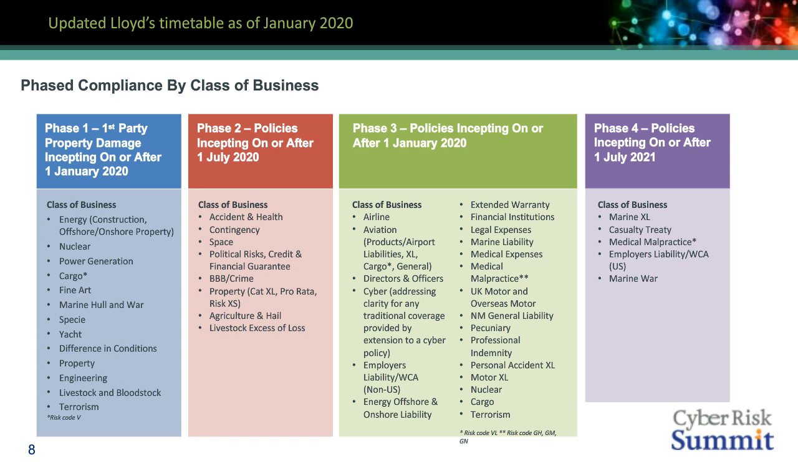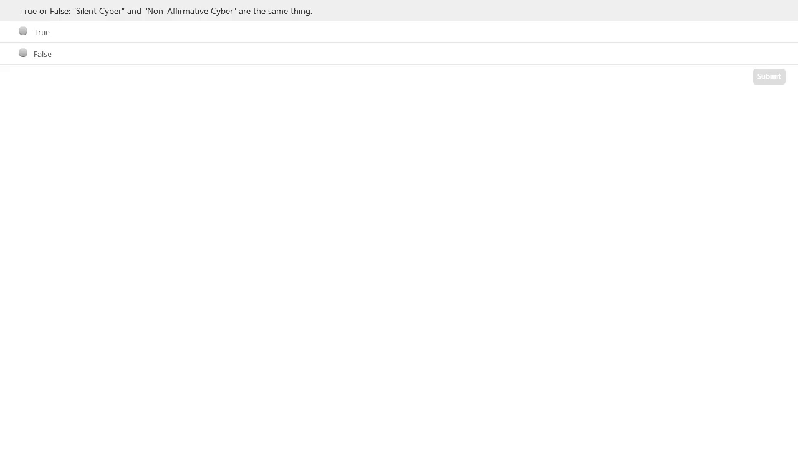Okay, so now we move on to our next polling question. Okay, so we've got our second polling question. True or false, silent cyber and non-affirmative cyber are the same thing. Hopefully you were paying attention, and this should be a pretty easy question. So I'll let this run for a little less than the full official 20 seconds. And this way we can jump right into the panel discussion.